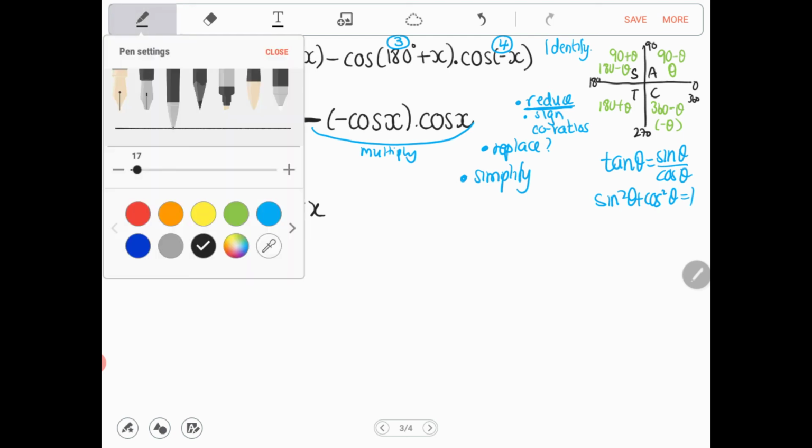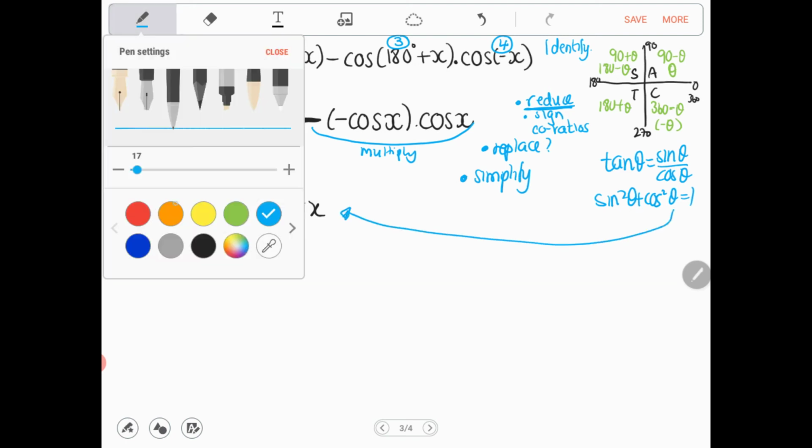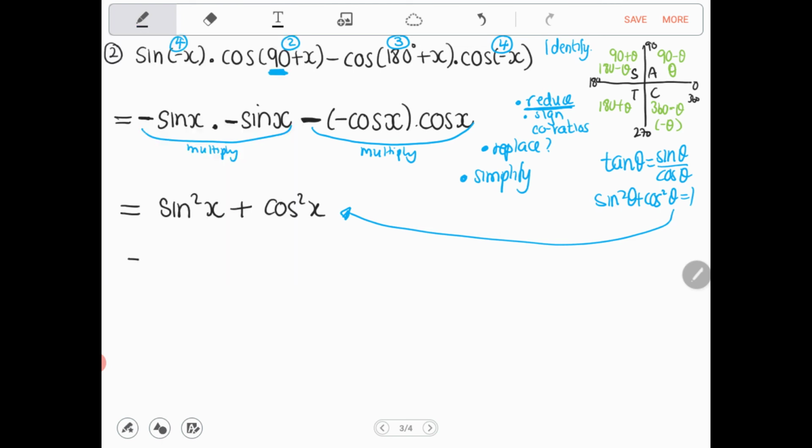Okay, now, if you remember, we've just said that sine squared plus cos squared is equal to 1. So because this is an identity at the end here, I can change this into 1. Sine squared x plus cos squared x is equal to 1.